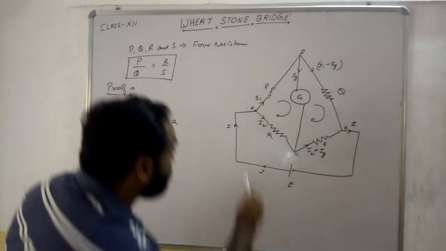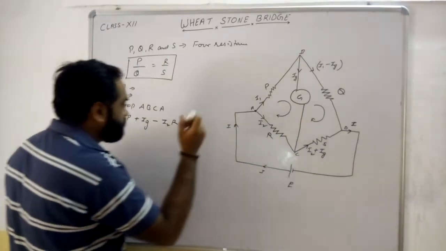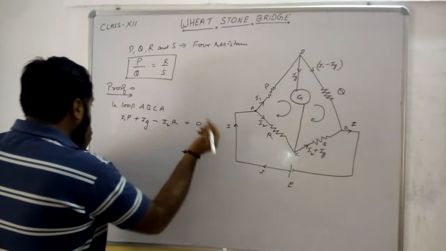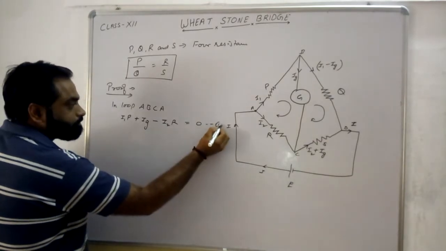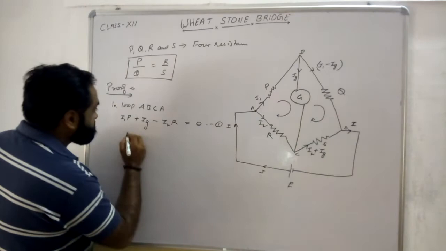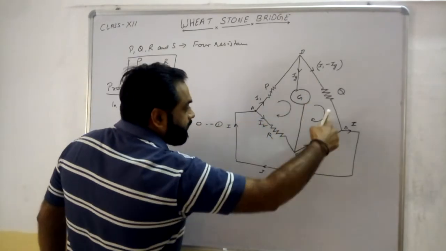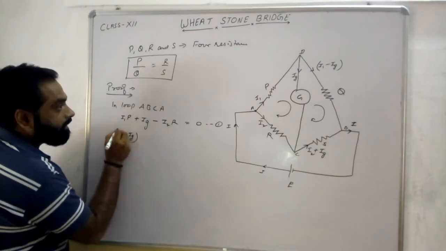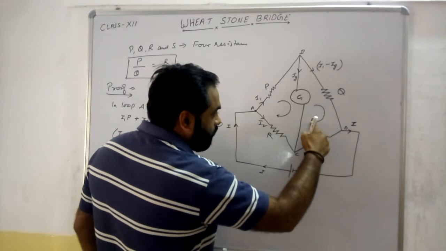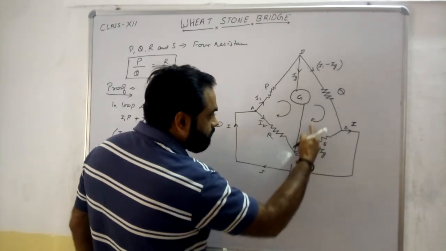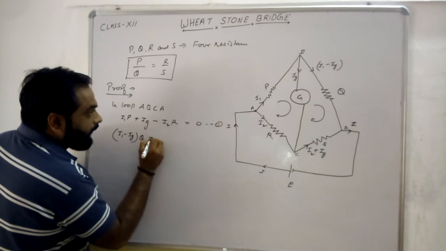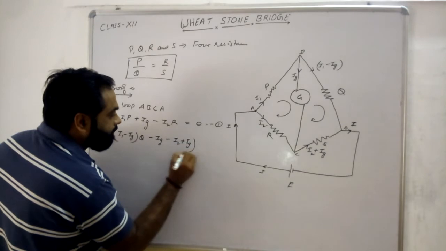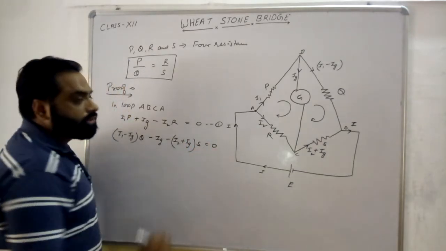Okay, so these are the two values I and IG. So this comes equal to 0. This is number 1. Number 2, again this is positive according to this, so I1 minus IG Q. Now see here, this is also negative, both are opposite, so I take here minus IG minus I2 plus IG S is equal to 0.